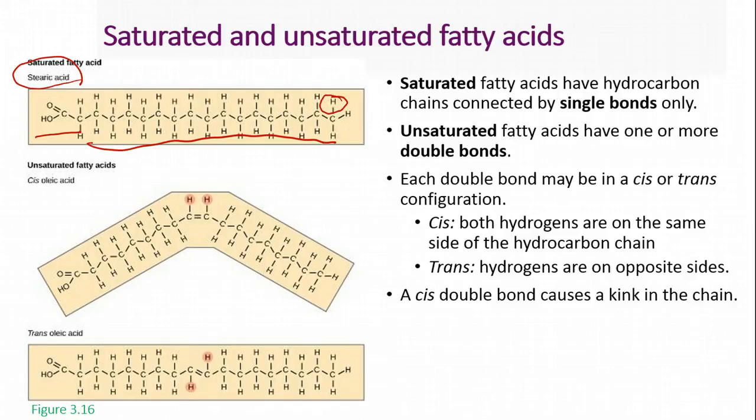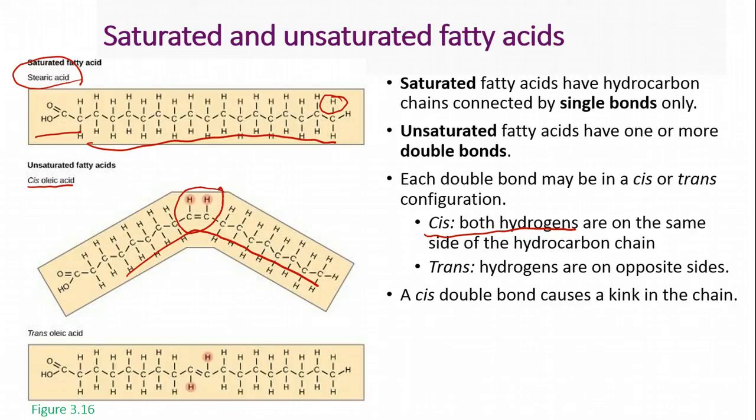Here we have something called cis oleic acid, and you see here there's a double bond in the hydrocarbon chain. Now, the term cis means that both hydrogens are on the same side of the hydrocarbon chain. And this results in a kink in the hydrocarbon chain where it is not straight. It has sort of an upside down V shape to it.